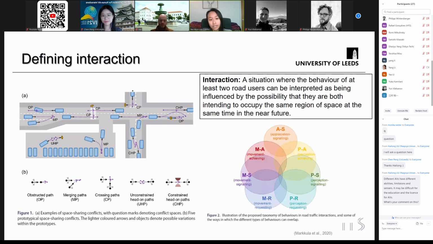And when it comes to interaction between two or more road users, there are a lot of behaviors that emerge, which could be trying to achieve something, trying to communicate or signal something, or trying to request something. So we also have this Venn diagram of different taxonomy for categorizing different behaviors and what each behavior is trying to communicate or do.